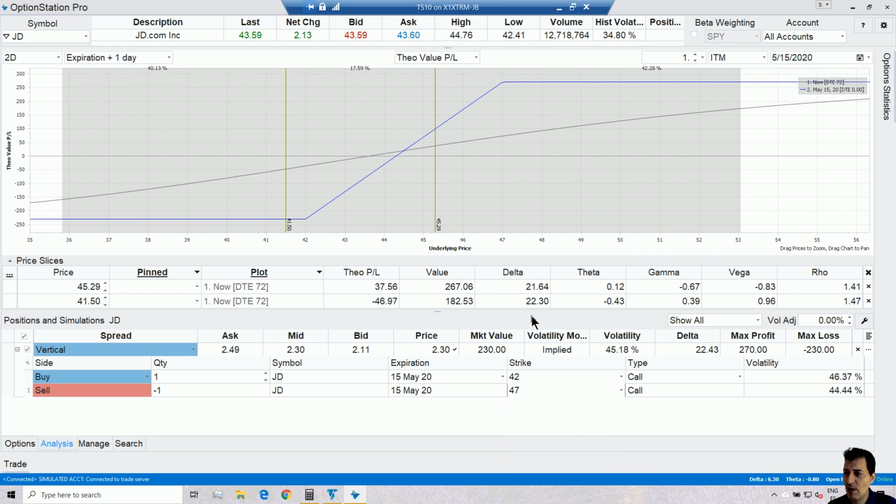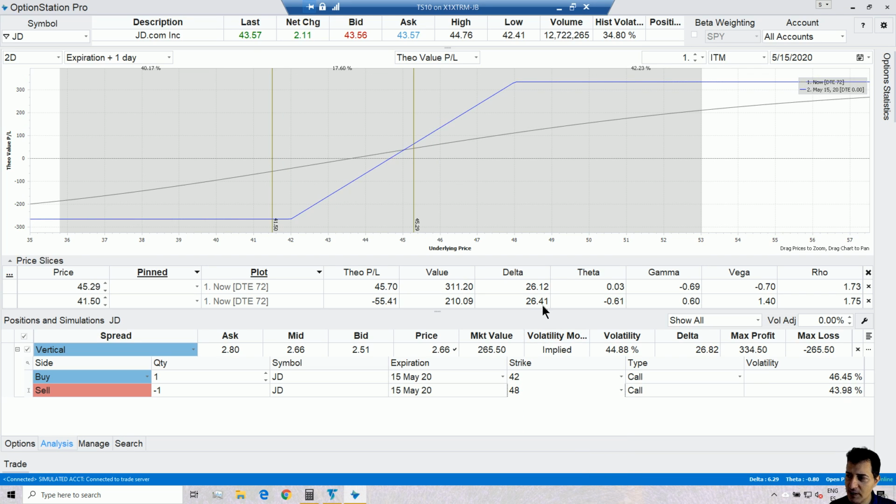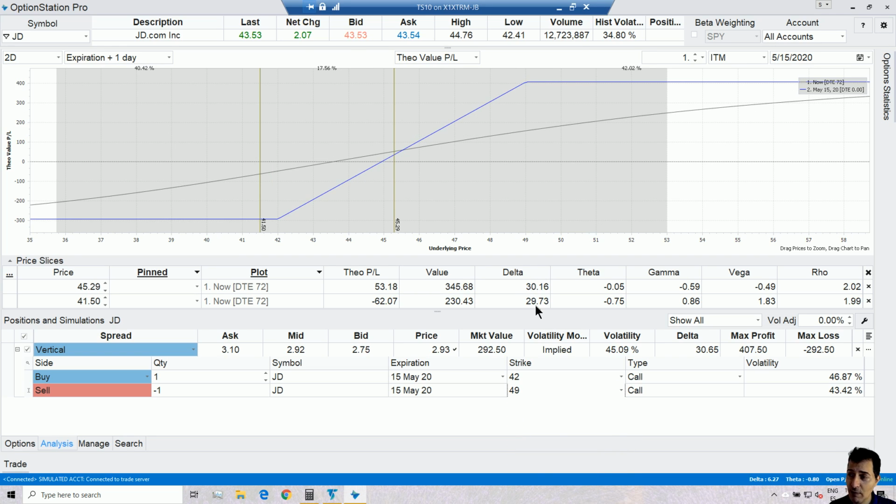So if I do that, what happens? Well, now I got 22, which is better, but it's still not 30. So I'm going to go to 48, and now I got 26, which is still not enough. What if I do 49? If I do 49, now I got 30. Okay, I am fine with my 30 now. By doing the 42, 49, I get my 30 delta at entry.